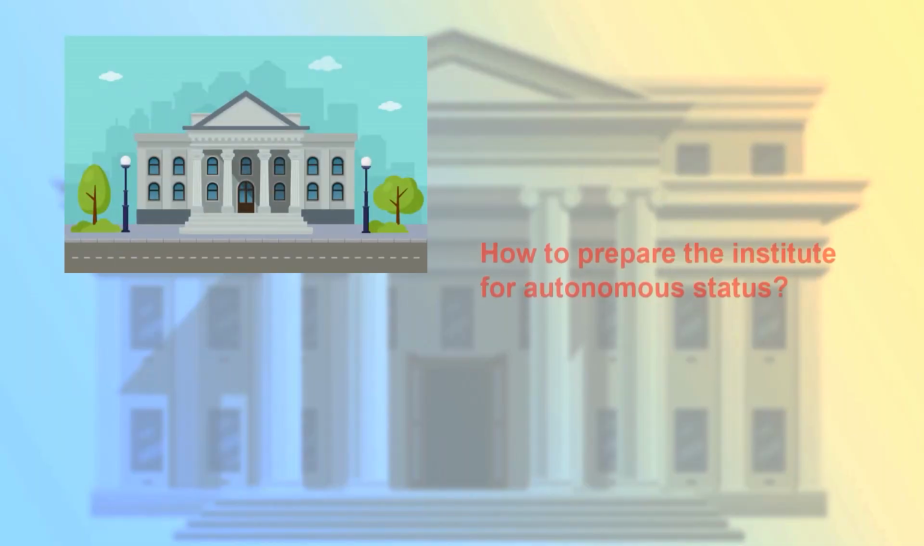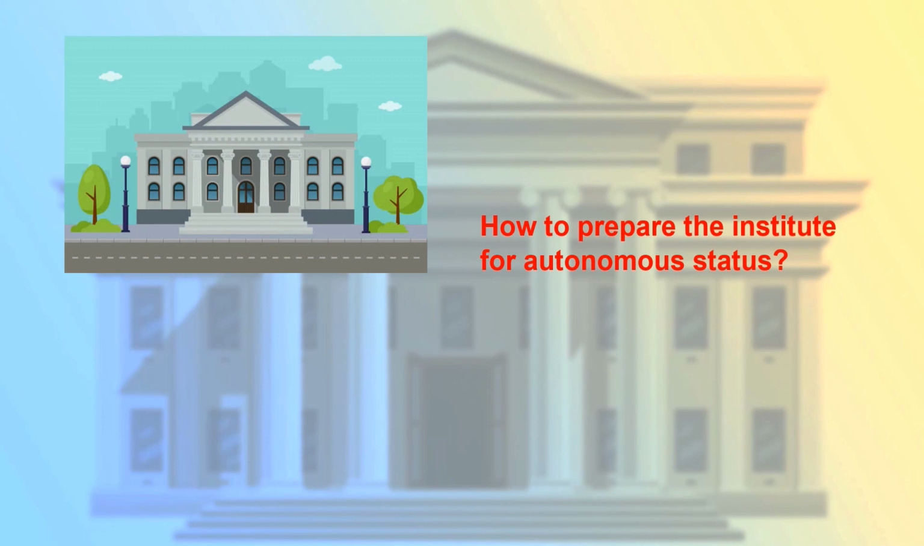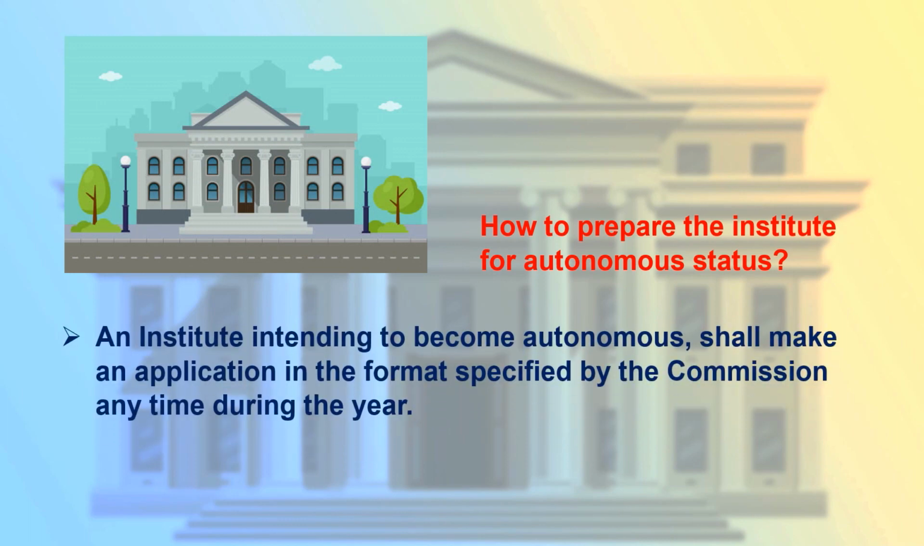Now, how to prepare the institute for autonomous status? An institute intending to become autonomous shall make an application in the format prescribed by the Commission any time during the year. Is there any eligibility criteria to apply for autonomous status? Certainly yes. Let us note what these are.